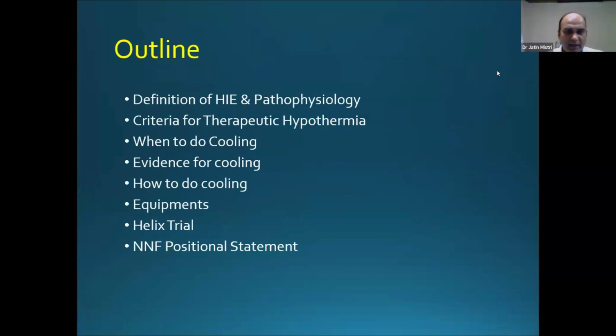So in the next half an hour, this is the outline of what I'm going to talk about. We will talk about the definition of HIE and pathophysiology. What are the criteria being used for therapeutic hypothermia, and a little background about that. When to do cooling and what the evidence has been for the cooling. How to do cooling. We will talk a little bit about the cooling equipment in India. And we will also talk about the HELIX trial, which we will discuss, and then what has been the NNF positional statement after the HELIX trial.